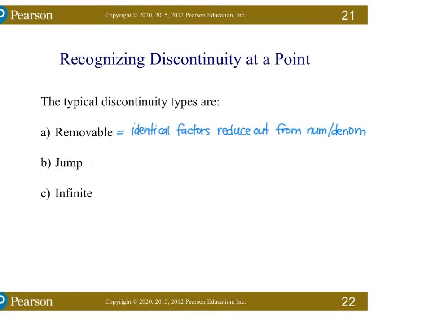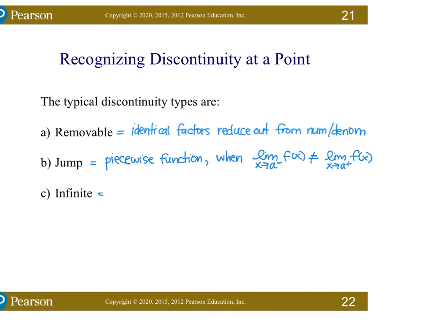A jump discontinuity happens in a piecewise function, and that happens when the left-hand limit doesn't equal the right-hand limit. So that approaching any a from the left doesn't end up being equal to any a from the right. And you can most often tell that with a piecewise function.